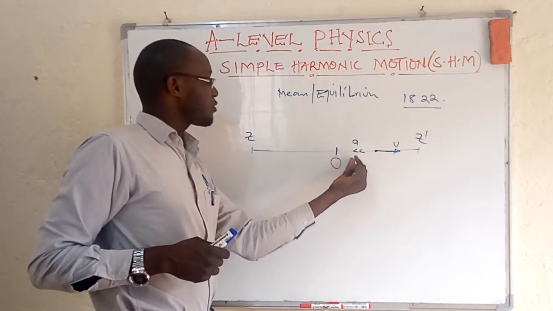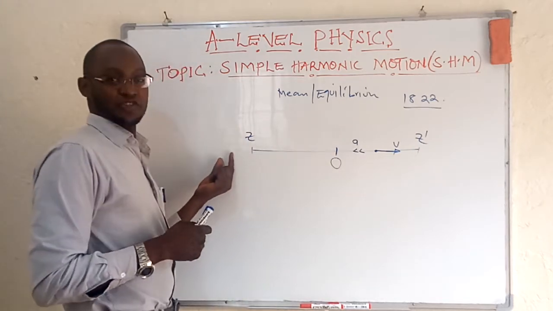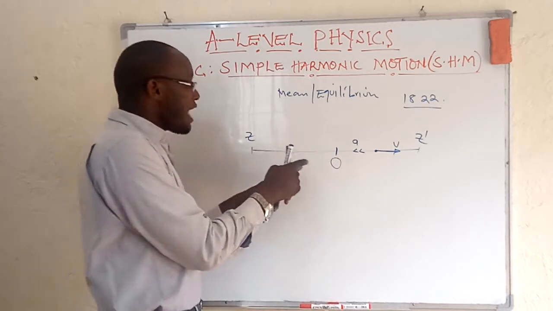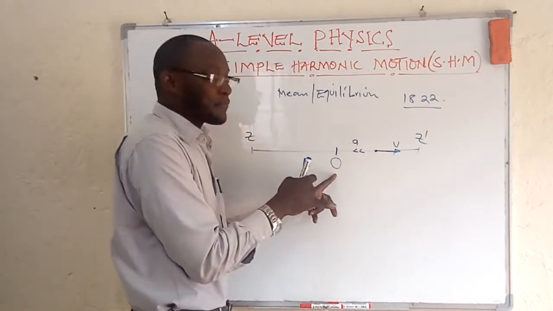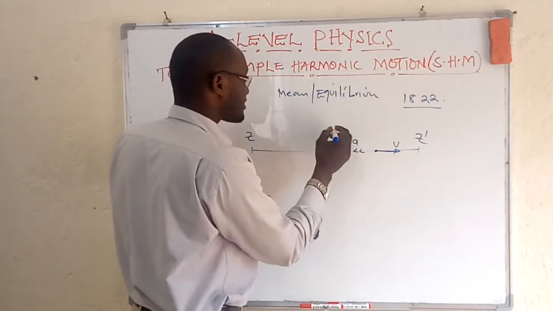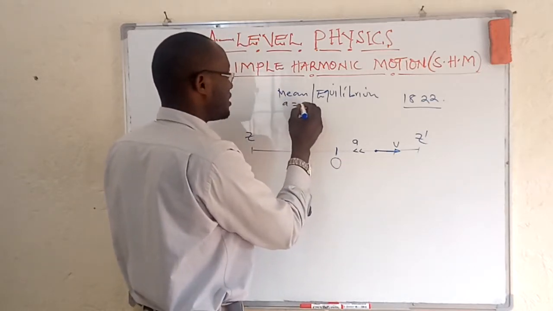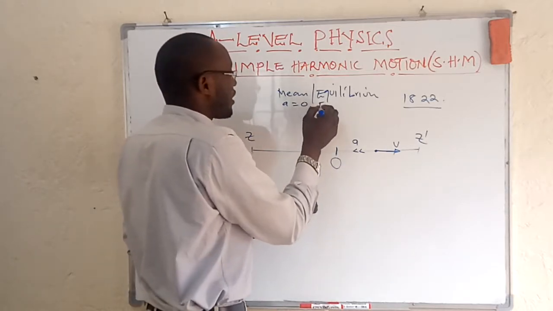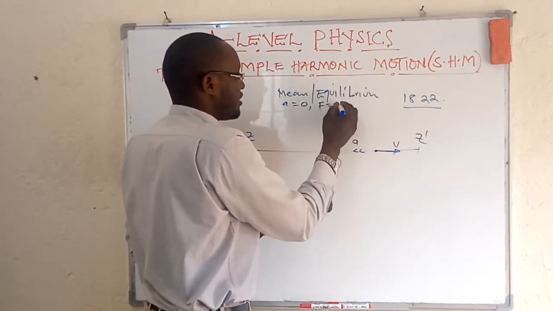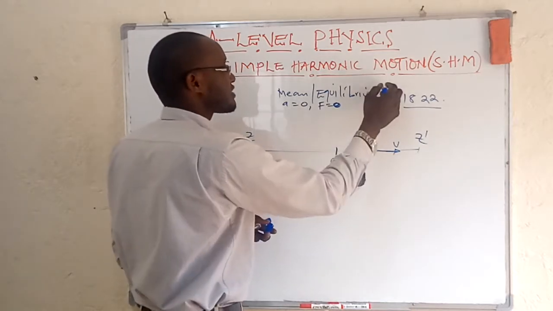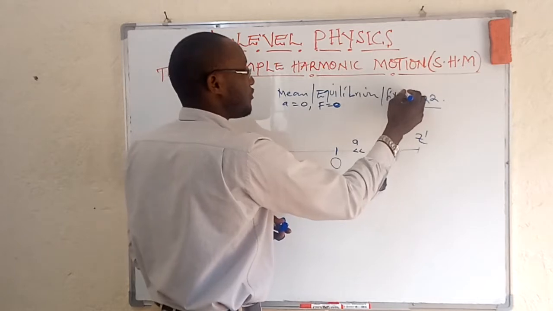As a result, it even bypasses the mean position and goes up to another maximum displacement. As it reaches the mean position, the acceleration becomes zero. So acceleration is zero at the mean position. Once the acceleration is zero, automatically the restoring force is also zero. So this is the equilibrium position, and it is a fixed point.